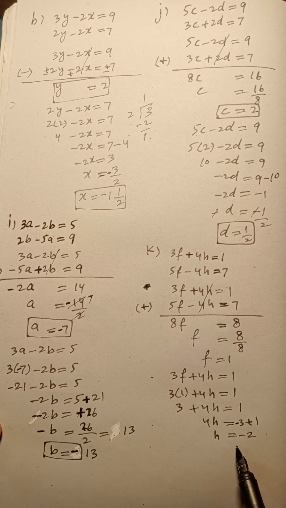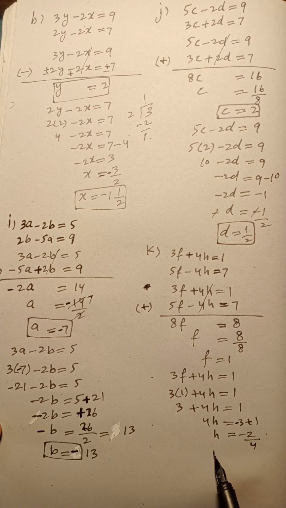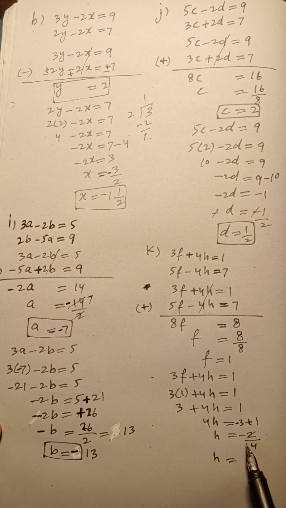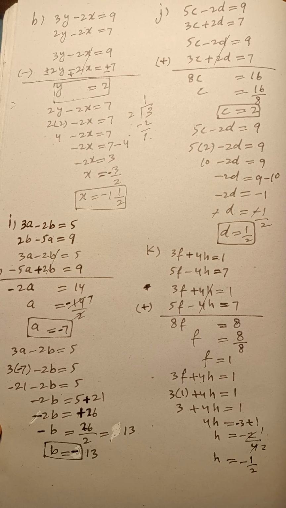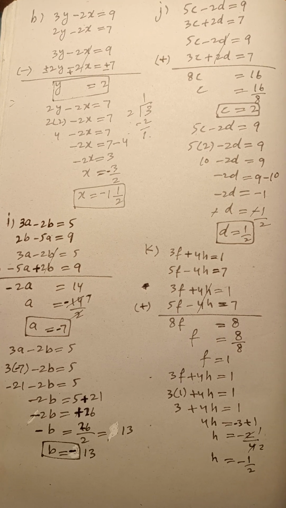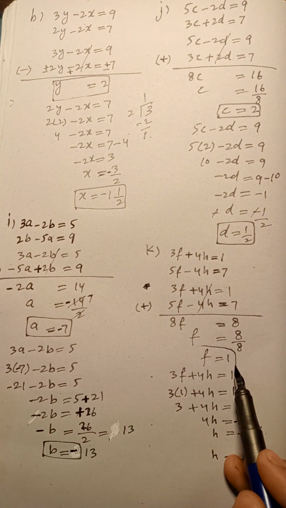Now it will be divided by 4. After dividing, h is equal to, 2 1s are 2 and 2 2s are 4, minus 1 over 2. That is the answer of h. So these are our answers.